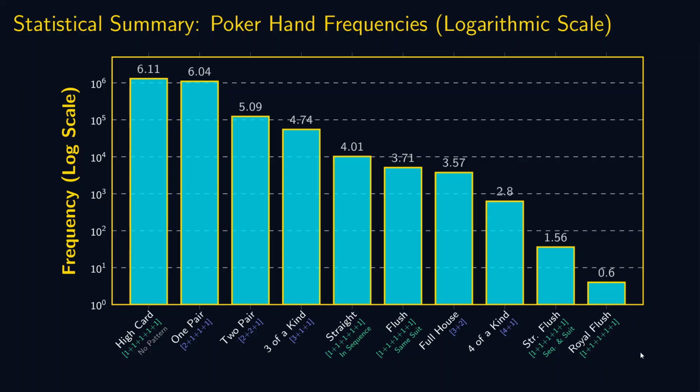From left to right, the bars drop steadily and then plunge dramatically. High card and one pair tower over everything else. Then there is a significant step down to two pair and three of a kind. Another step down to straights and flushes. Another to full house and four of a kind. And then the chart falls off a cliff at straight flush and royal flush. Hands so rare they barely register even on a logarithmic scale.